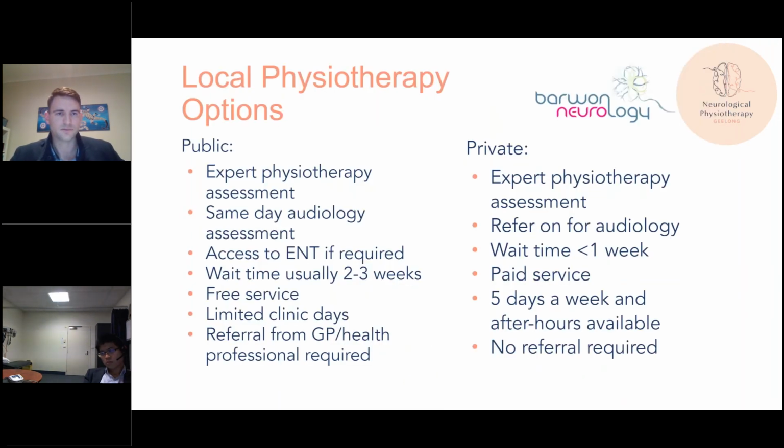So as far as options for local physio, comparing the public versus private system, both will have an expert physio assessment. For public, looking at same-day audiology assessment when the patient is referred to the Menieres Centre, whereas by referral for private has a much shorter wait time. The public obviously has a free service versus paid for private, but patients can choose the days of week and after hours if they need to, and don't need a referral.